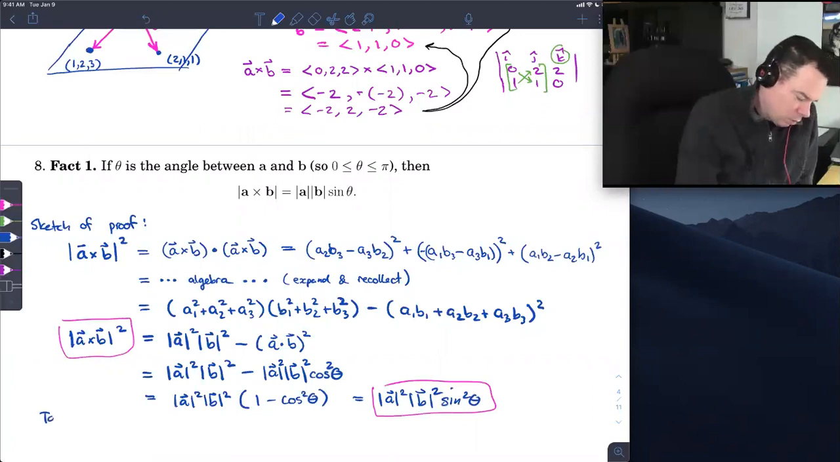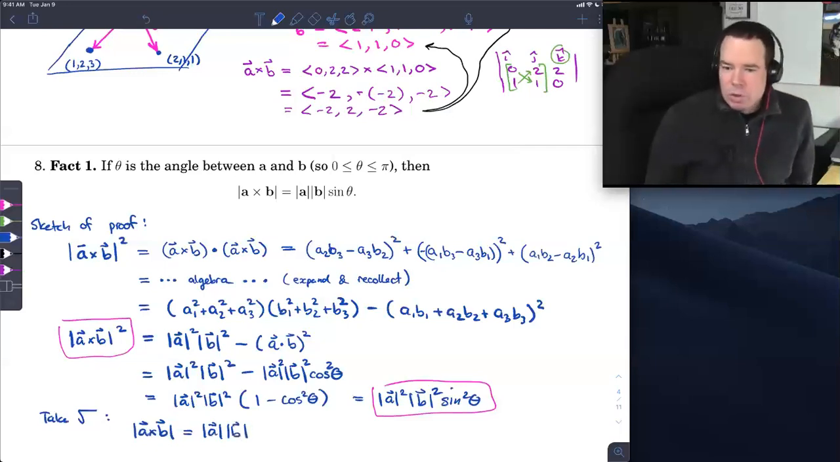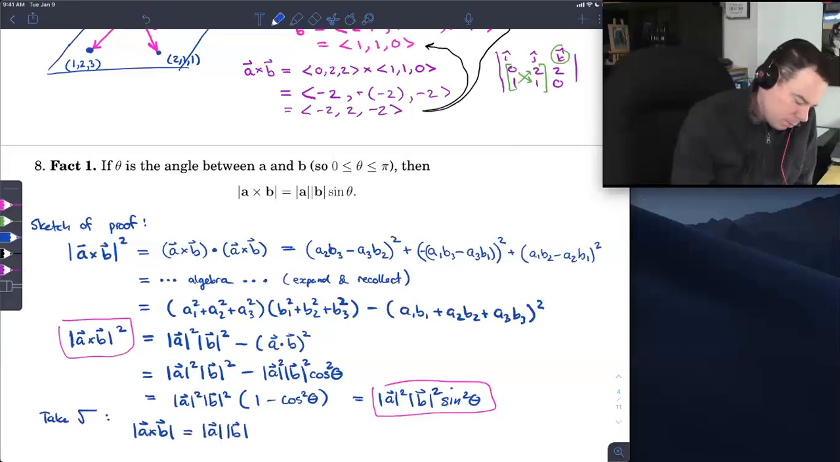So now I can take square roots. Taking a square root, we get that the magnitude of a cross b is equal to the magnitude of a times the magnitude of b times the square root of sine squared. Now the square root of sine squared is the absolute value of sine of theta. But we know that sine of theta is positive. So the square root of sine squared is just sine theta. I can drop the absolute value.